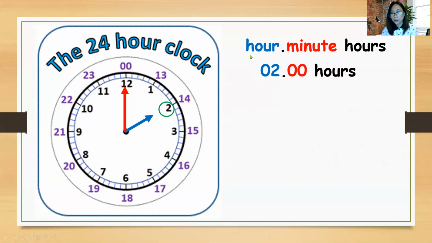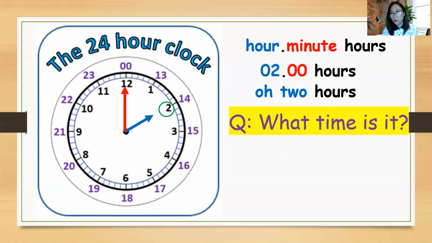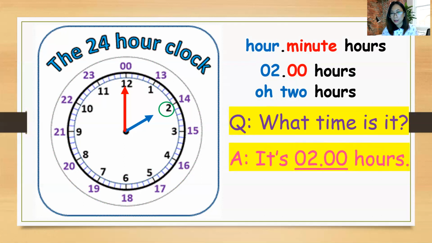So the hour is 2 and the minute is 0. 02 hours. We read it as 02 hours. Let's answer the question. What time is it? It's 02 hours. Do you understand? Okay. Let's keep it up.